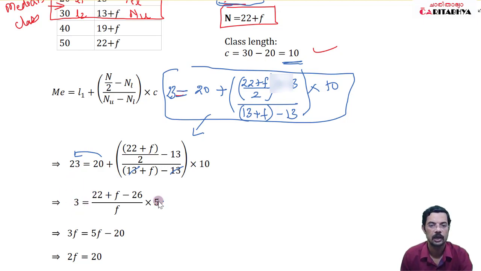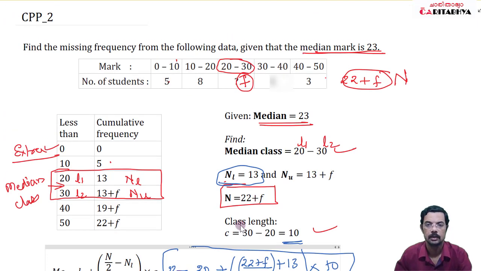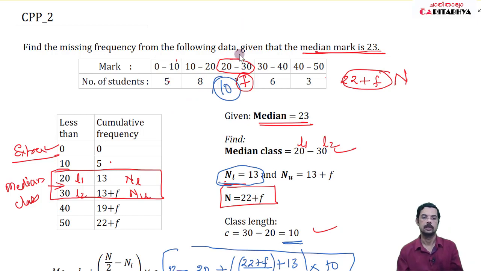So you have this result, and then simplifying this, 3f, f is multiplied on that side, and 22 minus 26 into 5 will give you 20. Okay, 4 5s are 20, and f into 5 is 5f. So we get this, and then 5f minus 3f is 2f equal to 20, therefore f will be equal to 10. So we have found out the missing frequency, f is equal to 10, so we can write 10 here. Okay, so this is how to solve this problem.